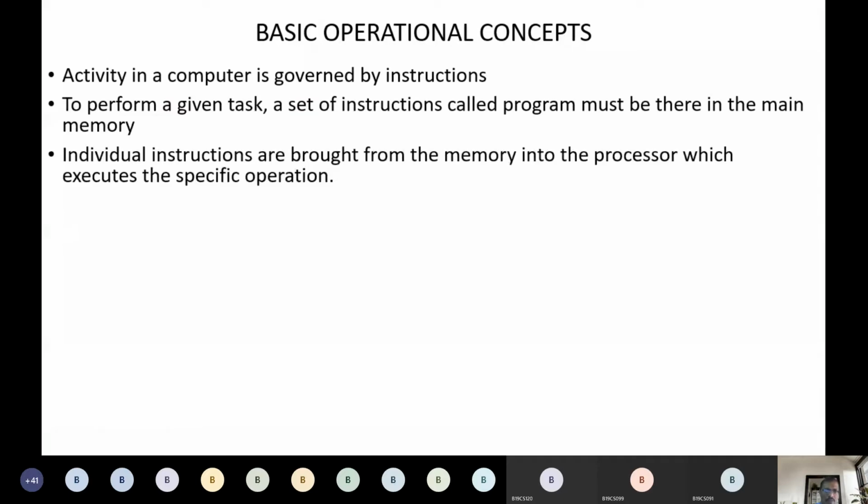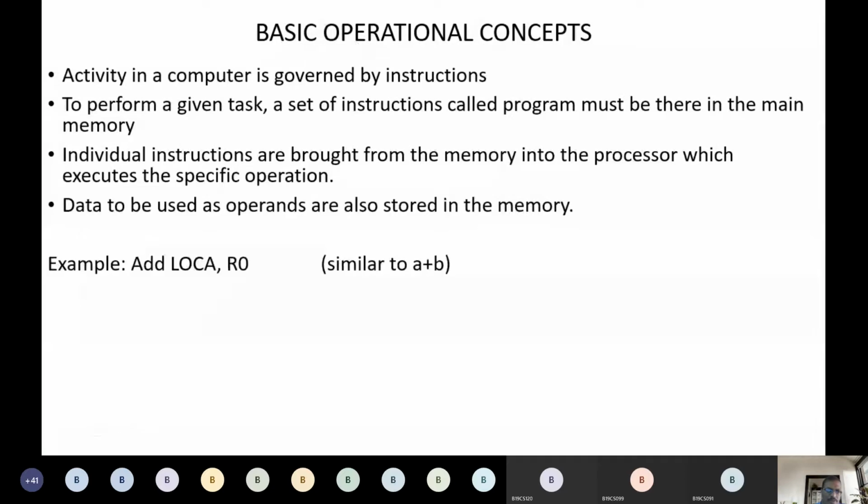So we are dealing with this part: basic operational concepts. This is the topic we were discussing in the last class. In this topic we see how exactly an instruction is executed, how the instruction is fetched from memory, that is from the main memory, and executed by the CPU, the central processing unit. Okay, so this is an example of an instruction.